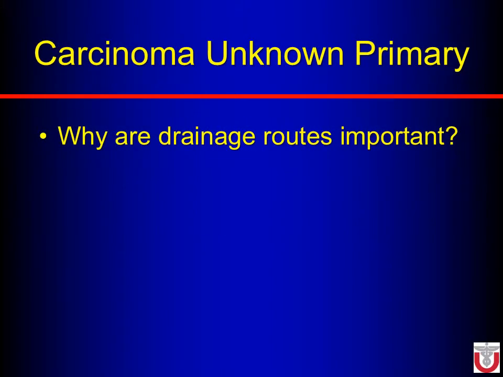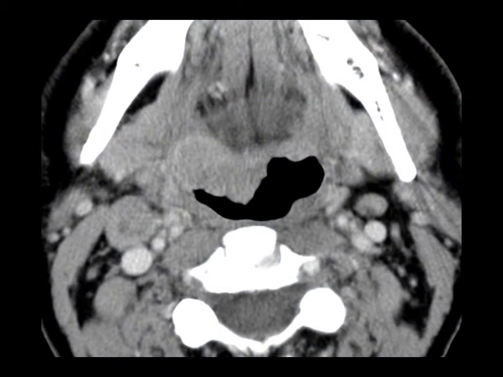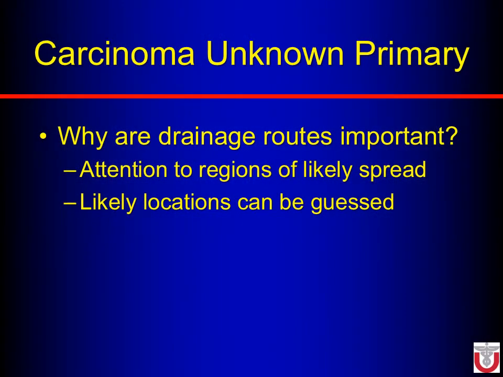So how about drainage routes of lymph nodes? Are those important? Well, they are. For one, it draws attention to regions of likely spread of primaries. If we have a primary in a certain location, we can think about what lymph area. So here's a patient with a pathologic cancer here on the base of tongue, and we think about base of tongue and the palatine tonsil often draining to level 2, so we're going to look at the level 2 nodes very closely. Well, the opposite is also true.